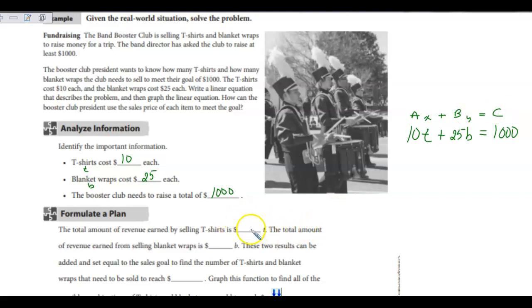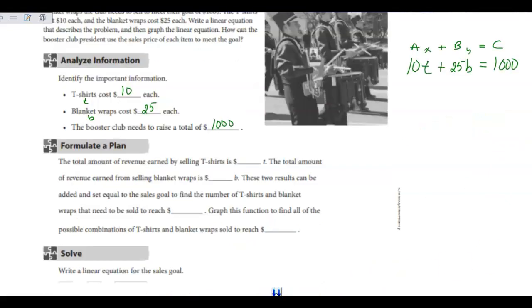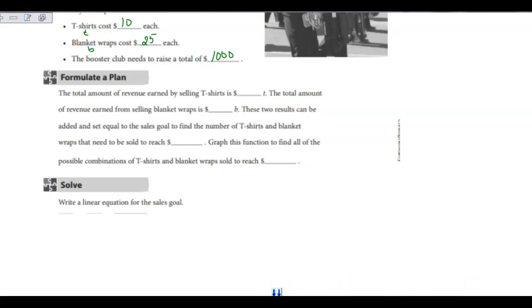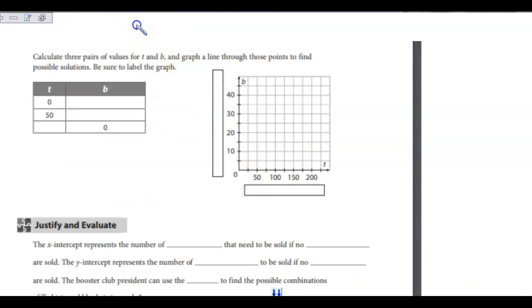All right, so we did all that up here, so I'm not going to rewrite that. Save you a little time. Now they want us to graph that function to find all the possible combinations of t-shirts and blanket wraps sold to reach $1,000. All right, so we have our linear equation of 10t plus 25b equals 1,000. One way to graph it is to find my x-intercept and my y-intercept, or in this case, my t-intercept and my b-intercept.